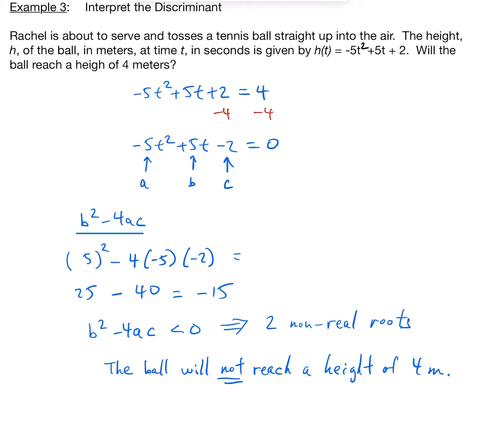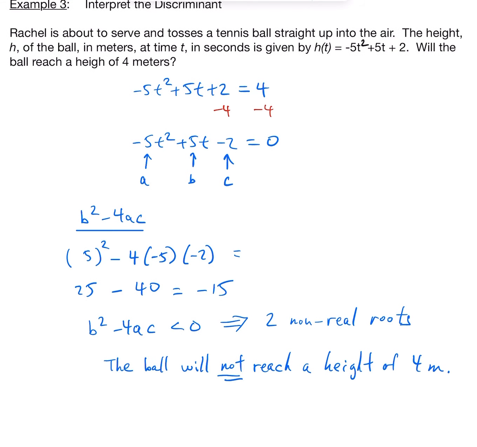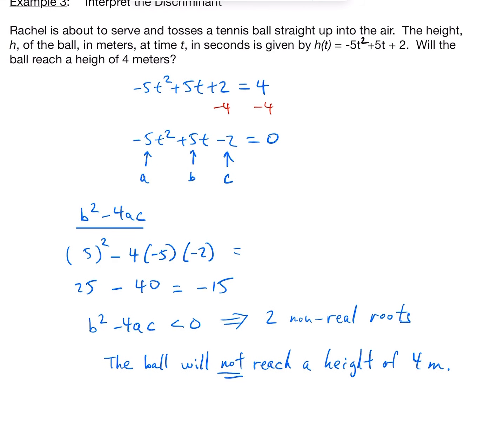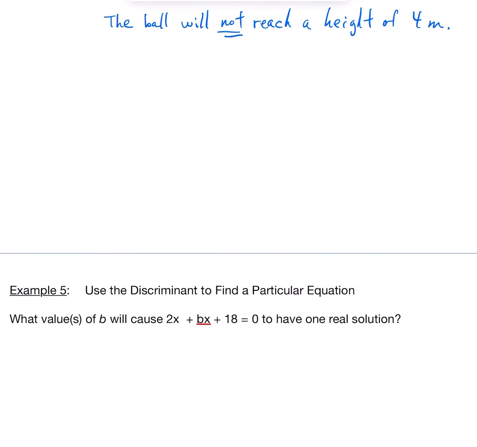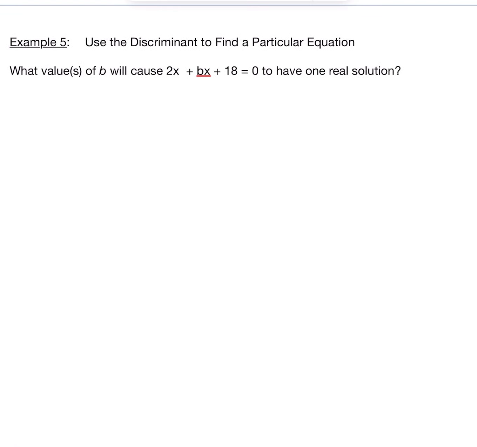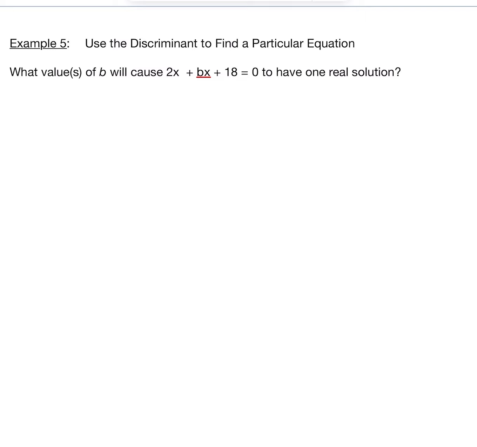So we used the discriminant to help us determine what type of answers there can be in this quadratic equation, and we see that these are non-real root answers, and therefore the ball will not reach a height of 4 meters. Let's take a look at the next example about how the discriminant can also be used. We're going to use the discriminant to find a particular equation.